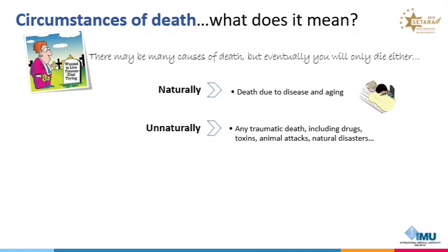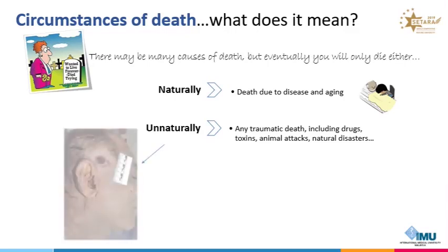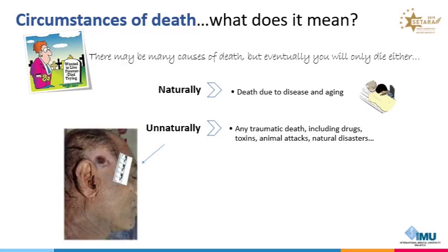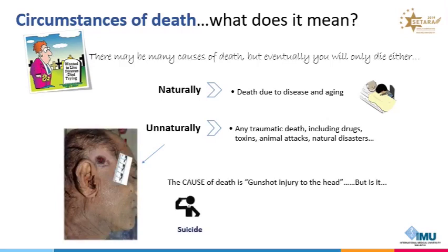Now, unnatural deaths can also be of three types. For example, let's say that there is a person who has a gunshot injury to the head. Now, this person has died because of a gunshot injury to the head. But how did he get that gunshot injury? Could it be because he committed suicide, that is, he shot himself intentionally to kill himself? Or could it be that it was an accident while he was, let's say, cleaning a gun, that the gun suddenly discharged? Or was he shot by someone else with the intention of killing him, which would be a homicide?